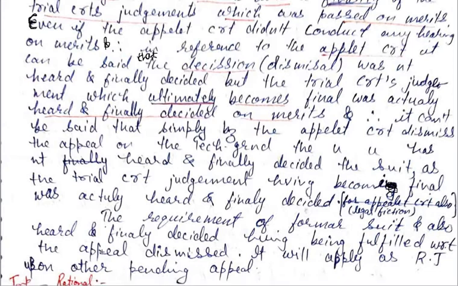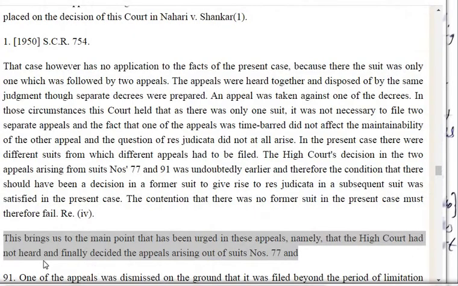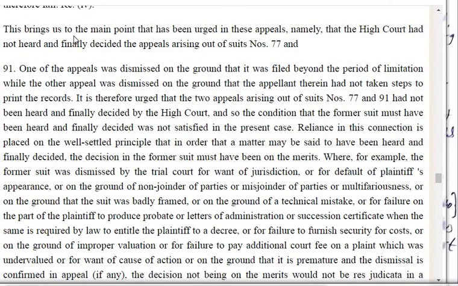ठीक, ठीक. Now let's see another paragraph of this judgment. This brings us to the main point that has been urged in these appeals, namely that the High Court had not heard and finally decided the appeals arising out of suits number 77 and 91. One of the appeals was dismissed on the ground that it was filed beyond the period of limitation, while the other appeal was dismissed on the ground that the appellant therein had not taken steps to print the records. So they are just repeating that.